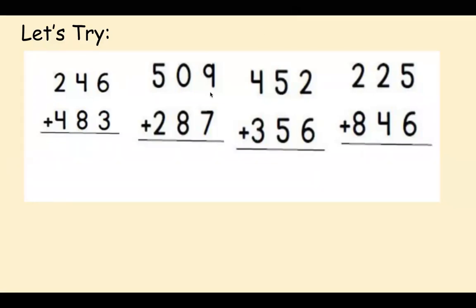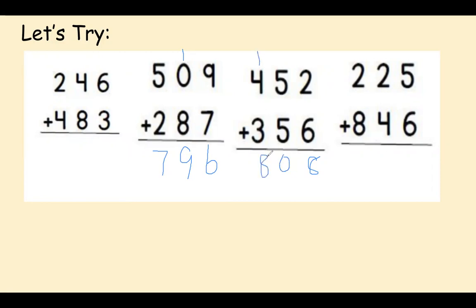All right, so 9 plus 7 you should have got was 16. Put down the 6, carry the 1. 8 plus 1 is 9. 5 plus 2 is 7. So if you got 796 for that one, you are correct. 6 plus 2 is 8. 5 plus 5 is 10. So we put down the 0, carry the 1. 3 plus 4 is 7, plus 1 is 8. So if you got 808 for that one, you are correct.